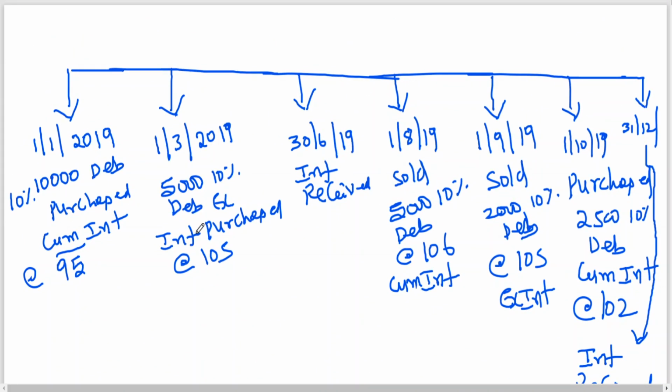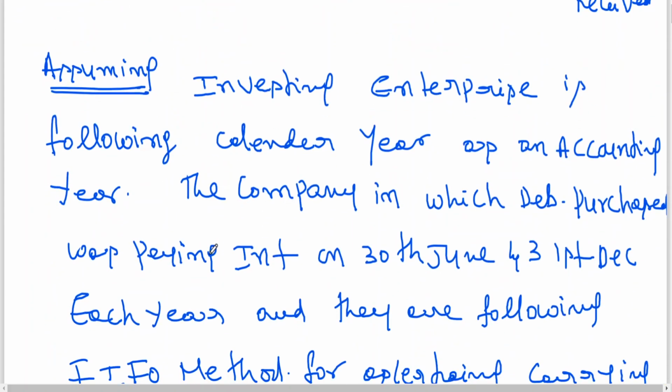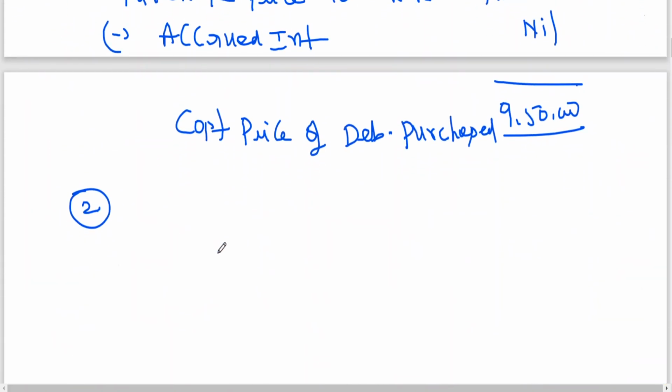5,000 10% debentures ex interest purchased at the rate of 105 rupees. You can see the date here: 1st March 2019. The seller is selling 5,000 debentures, 10%, to us. 10% is the rate of interest. Ex interest purchase at the rate of 105. So this 5,000 into 105 is the excluding cost price, no? So we need to find out the purchase price for that. How to do this?